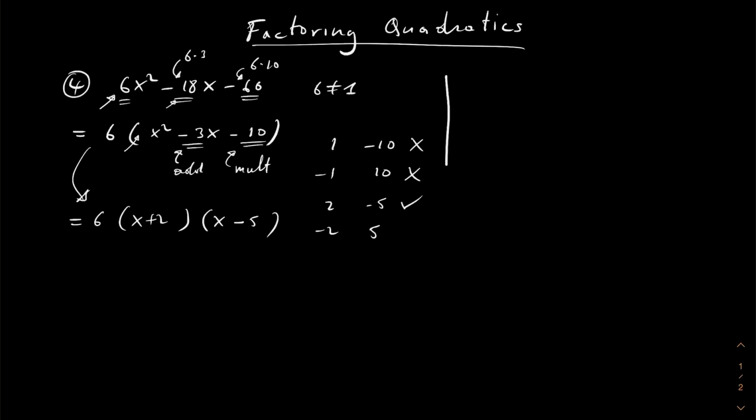All right, let's look at the last example here and see what we have. 2x squared plus 5x minus 3. Now look at this one here. You have a, which is equal to 2, b is equal to 5, and c is equal to negative 3.